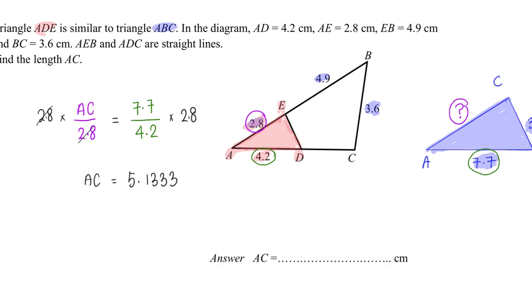5.1333 to about 5 significant figures. Final answer, 5.13 cm, to 3 significant figures.